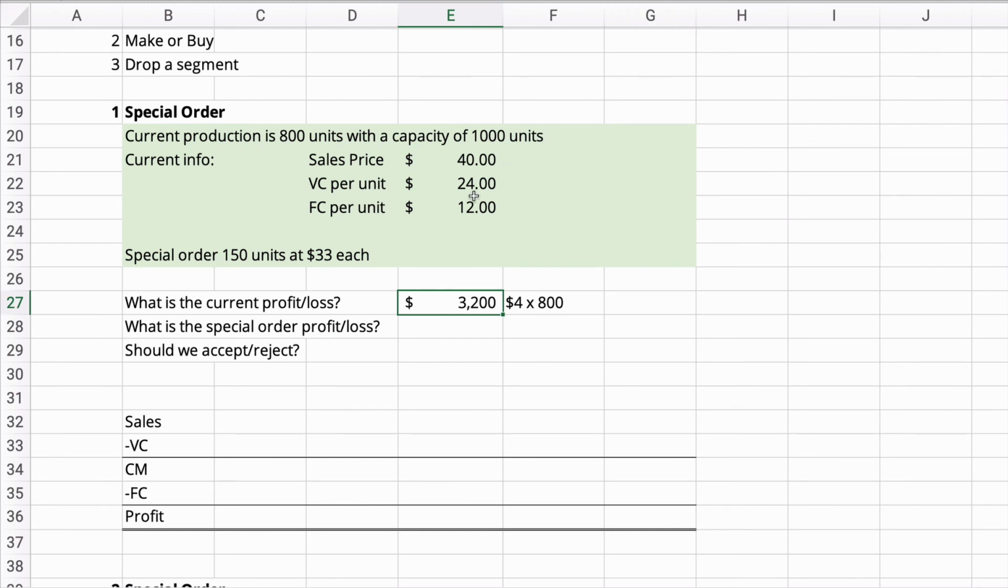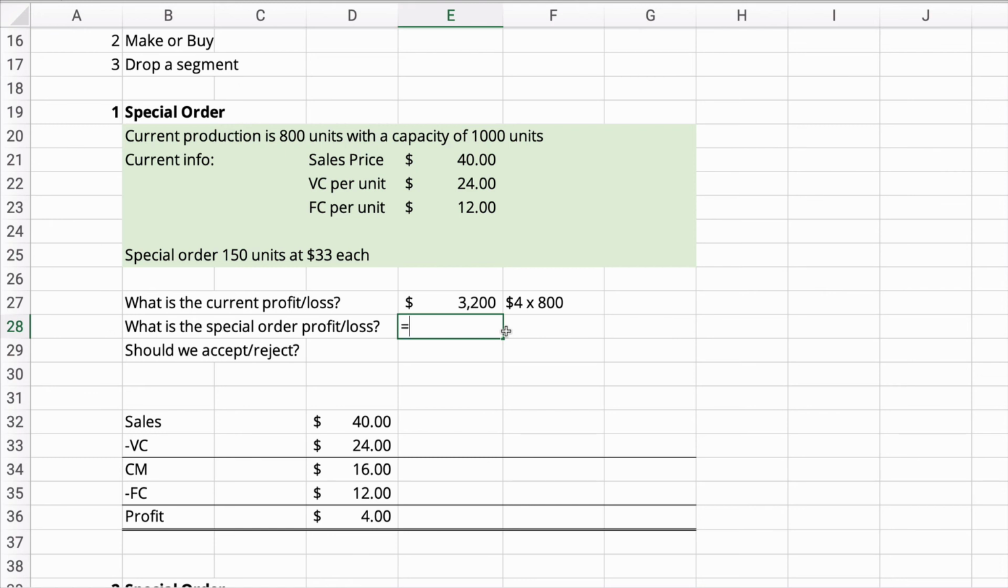Now, what about the special order? We can look at that just by itself, the special order profit or loss. Sometimes people come along and say, well, let's think about what we have. We know that we sell for 40, that costs us 24, and we're going to make $16. And our fixed cost per unit is 12, so we're going to make $4 per unit. If we're thinking like this, then 24 plus 12, it costs us 36 to make, and we will not sell at 33, so we'll say no, we're going to lose money. And so this is not correct.